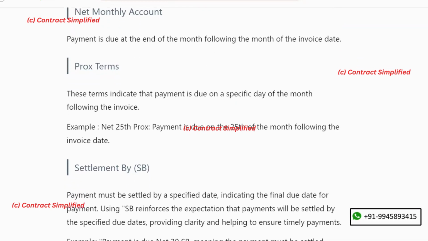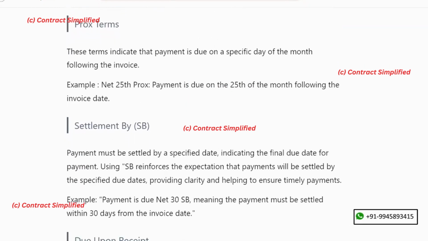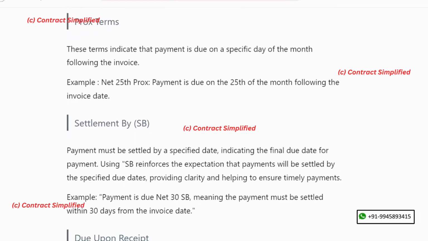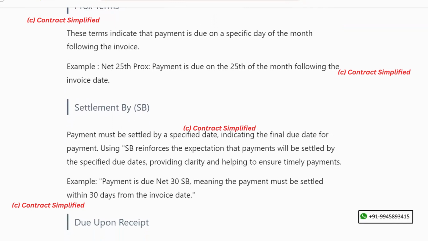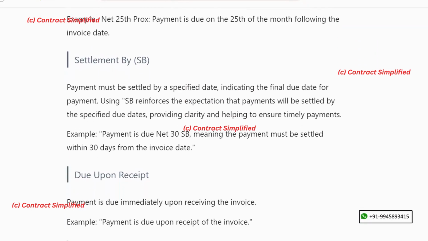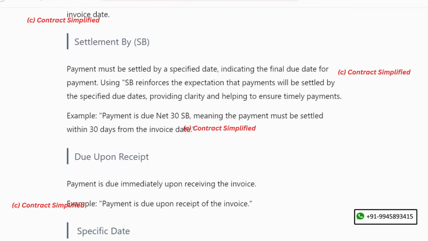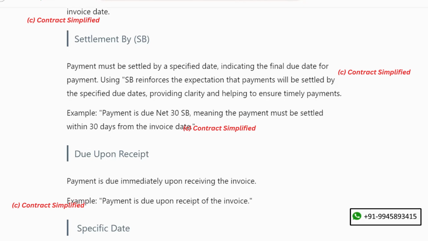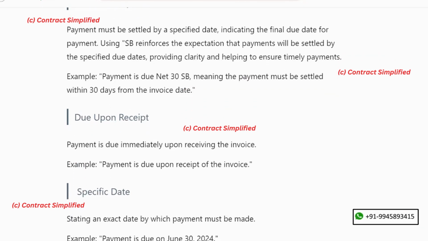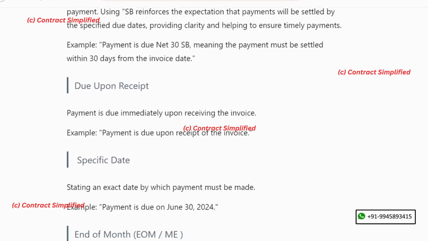Prox term. This term indicates the payment is due upon a specific day of the month following the invoice. Net 25th prox. That is, payment is due on the 25th of the month following the invoice date. Settlement by SB. Payment must be settled by a specified date, indicating the final due date for payment. Using SB reinforces the expectation that payments will be settled by the specific due dates, providing clarity and helping to ensure timely payments. Example, payment is due net 30 SB, meaning the payment shall be settled within 30 days from the invoice date. So this term SB can be added with the other payment terms.